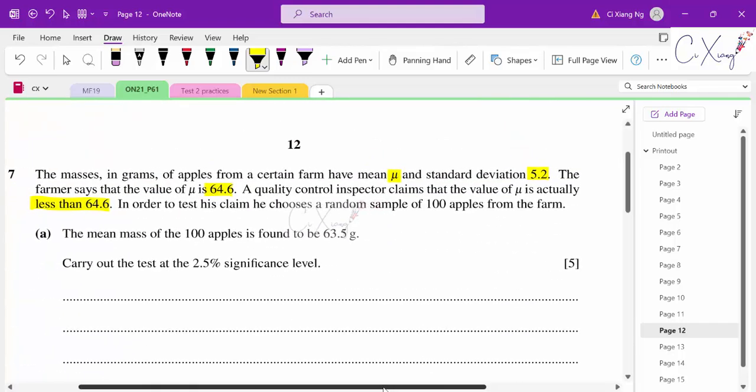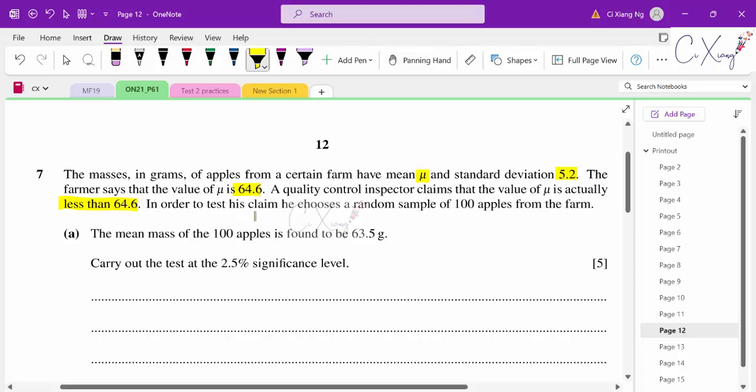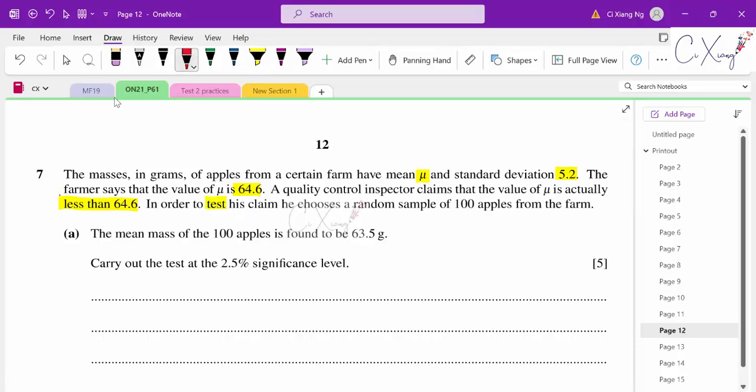In order to test his claim, so we are talking about a test, the words less than are basically a keyword to help us form the alternative hypothesis. To test the claim, he chose a random sample of 100 apples from the farm. The mean mass of the 100 apples is found to be 63.5. So the 63.5 here is the mean for these 100 apples, therefore you should know that it is a sample mean.